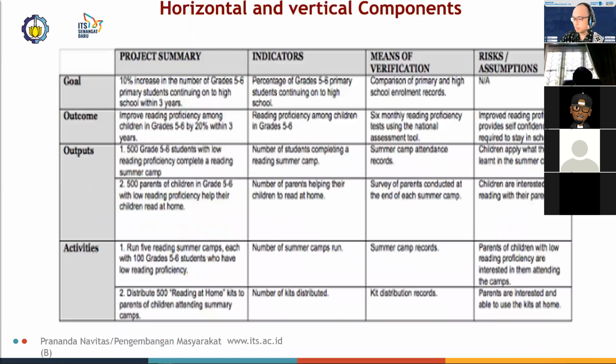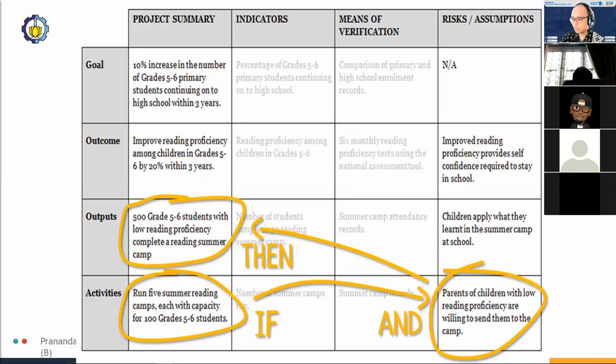Again, this is just an elaboration of the horizontal and vertical components. Previously, the activities were simply to run 5 summer reading camps, and the output would be 500 students with low reading proficiency to complete the summer reading camp.